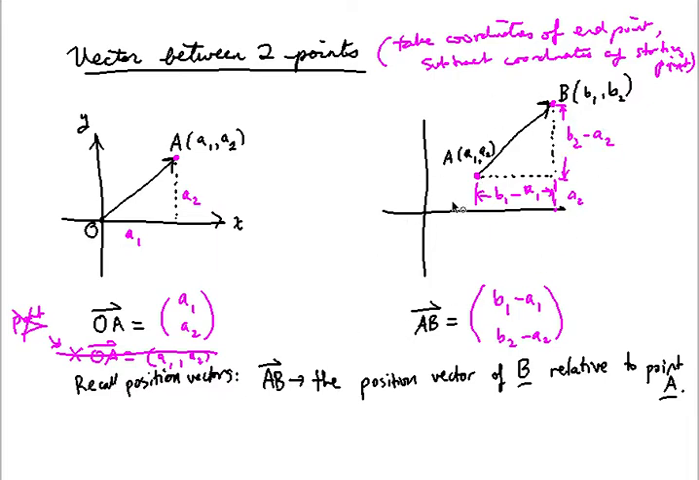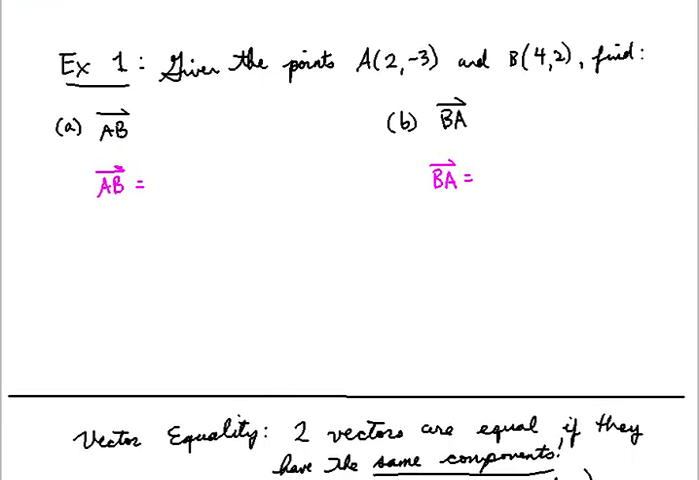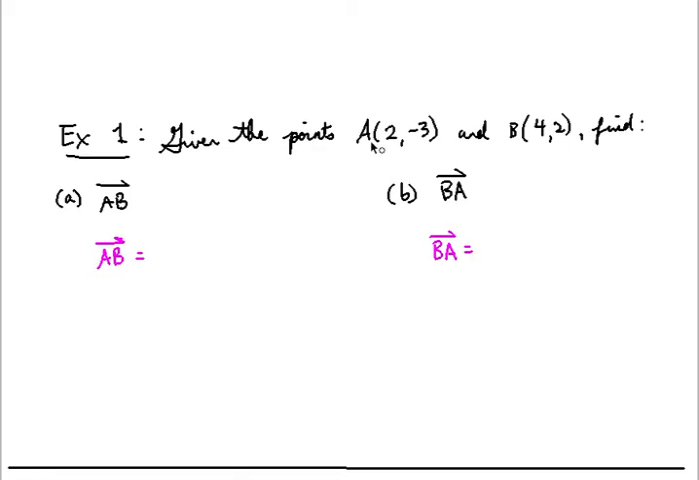And as far as reading this, we would say that this vector AB is the position vector of B relative to A. It's saying, where is B relative to my starting point A? So the position vector of B relative to point A, and we talked about this description before. Okay, let's do a couple of examples.